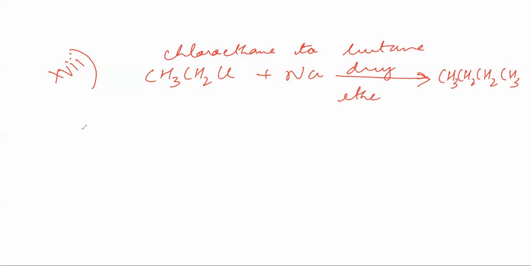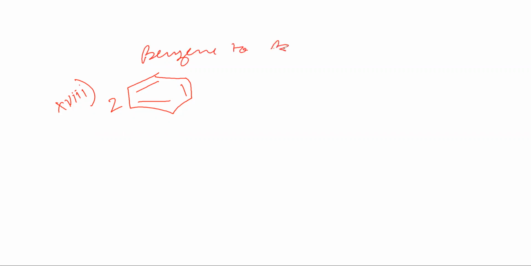Number 17 done. Let us look at number 18. What is given in number 18? Benzene to biphenyl. So 2 benzene molecules, then sodium. You have to first convert benzene, so benzene to biphenyl.